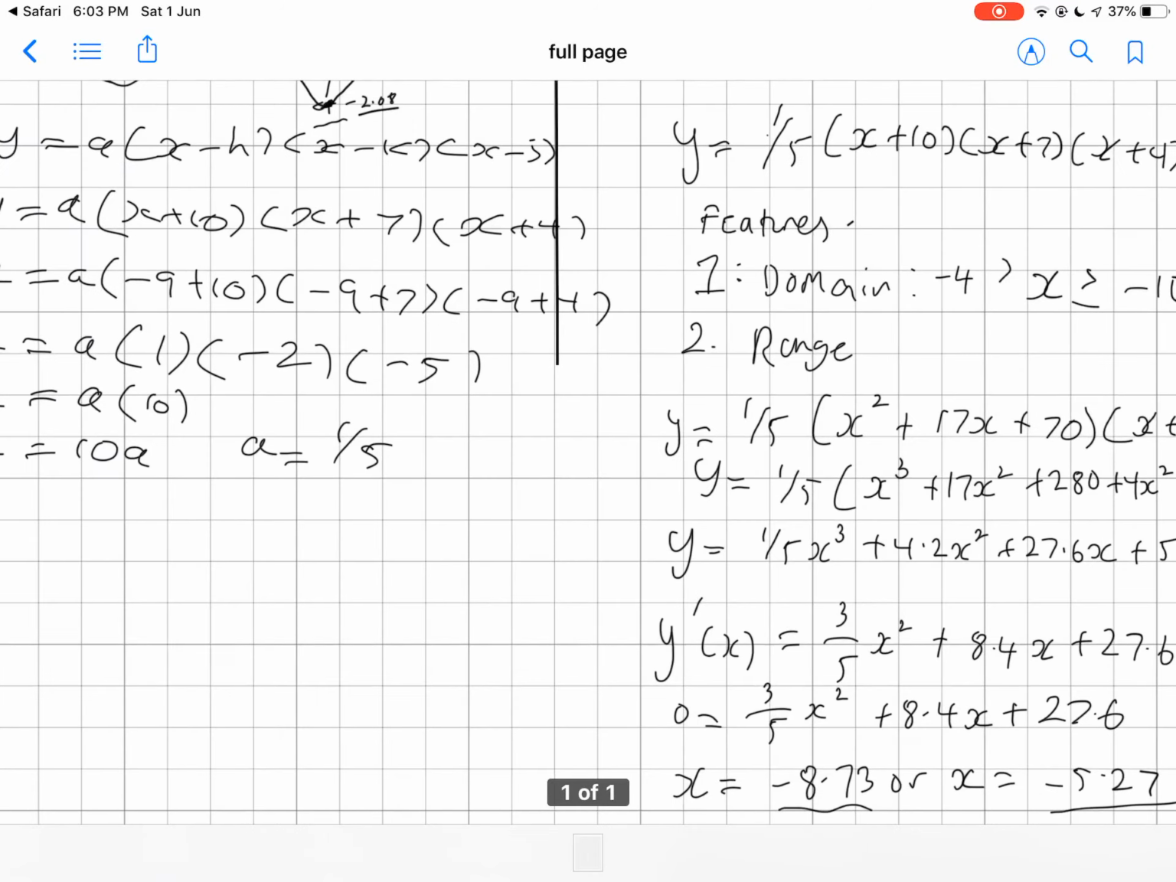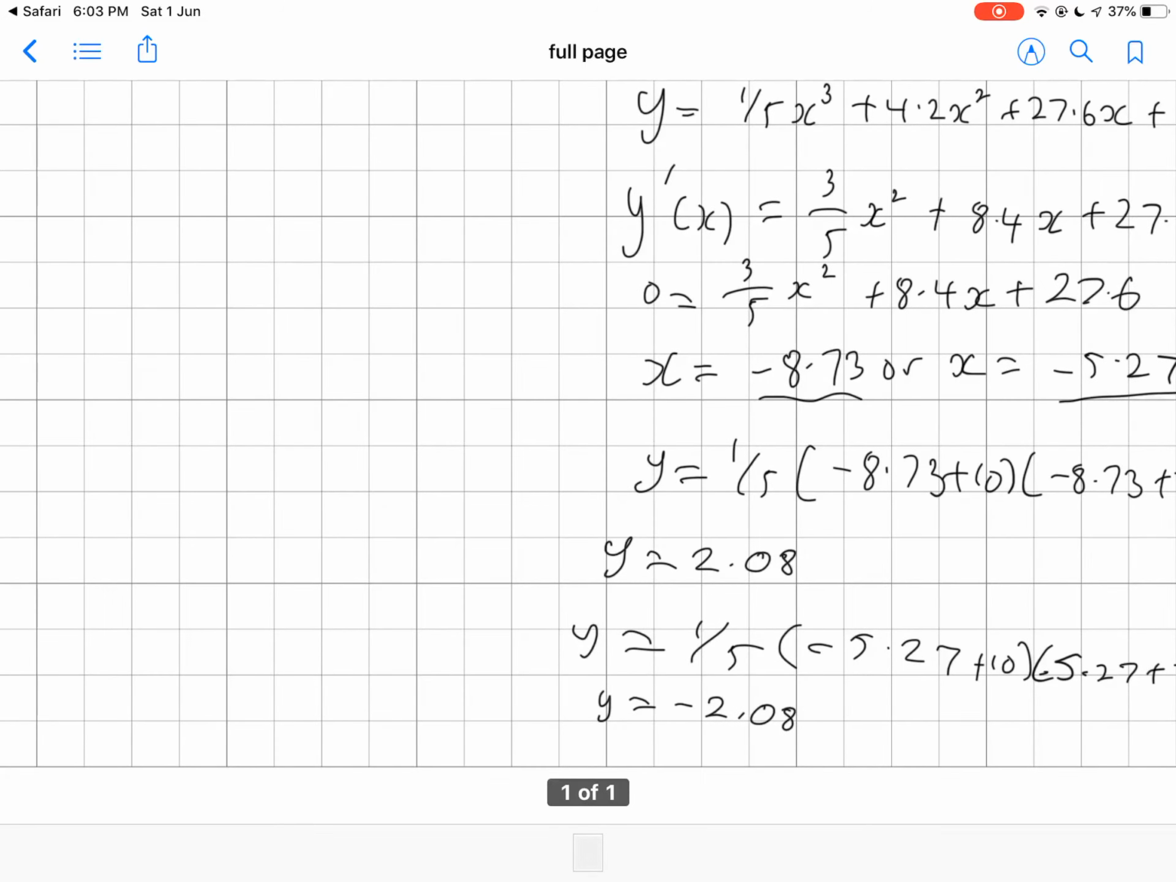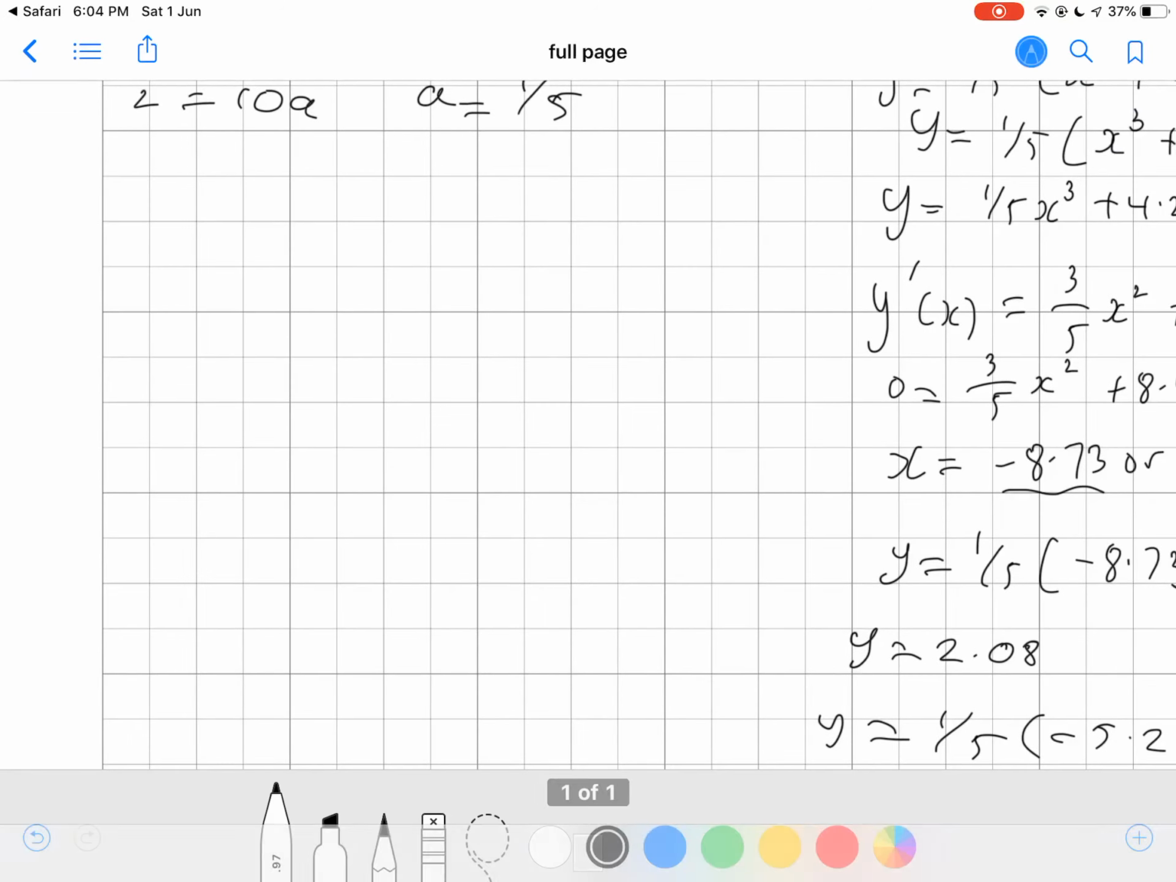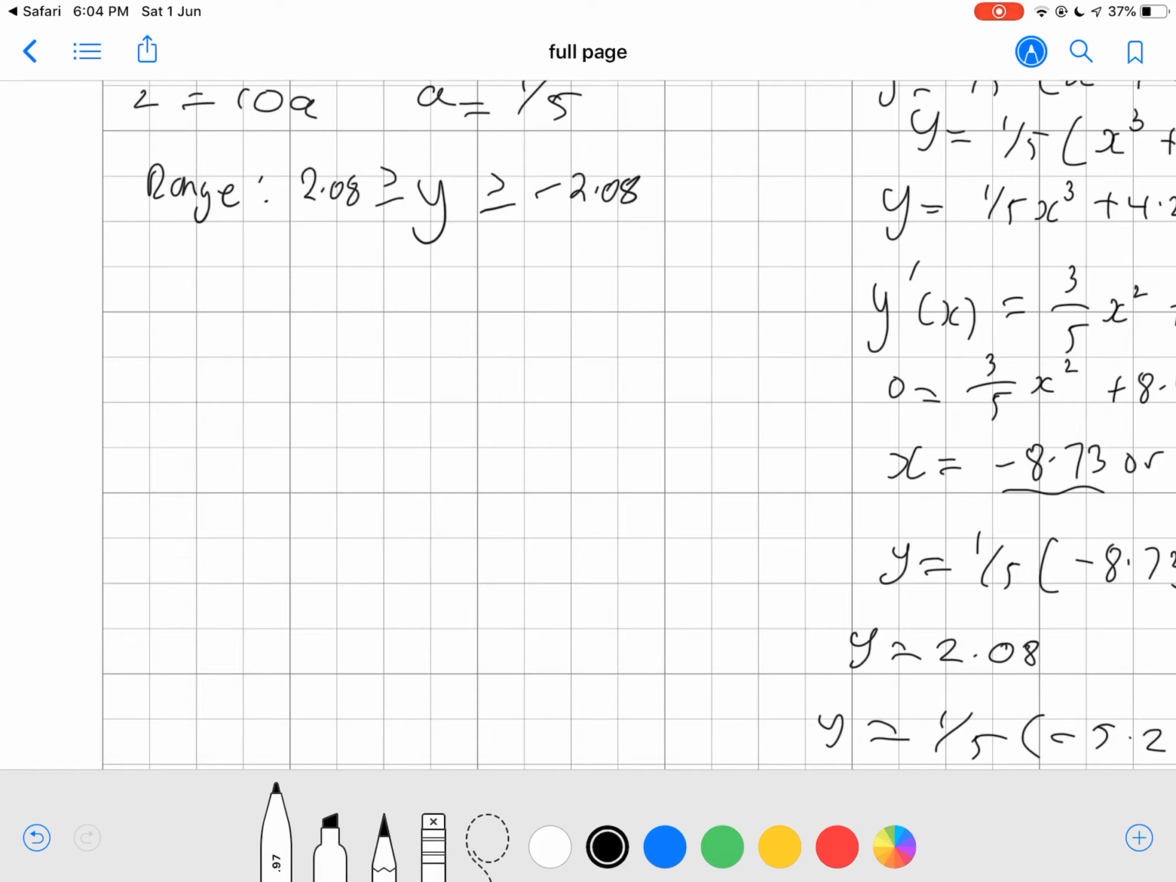So basically, you know that the highest value for y is 2.08, and the minimum, the lowest value for y, is negative 2.08. Therefore, the range is y must be greater than or equal to negative 2.08, and y must be less than or equal to 2.08. So that should be your range.